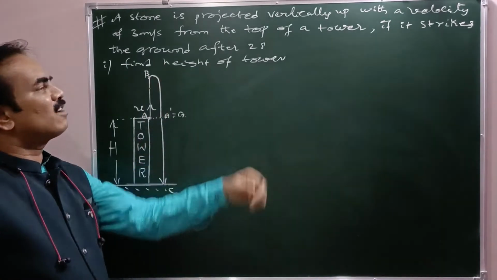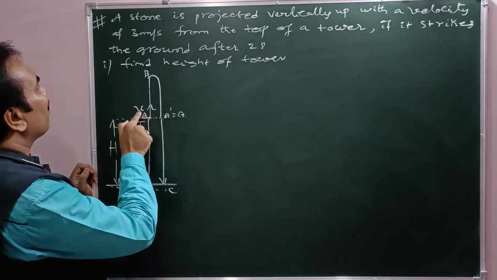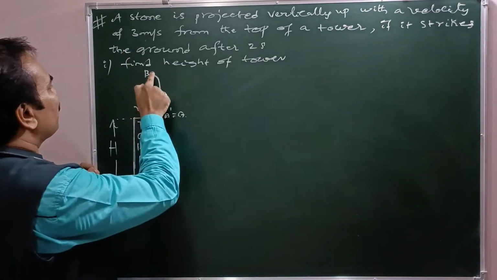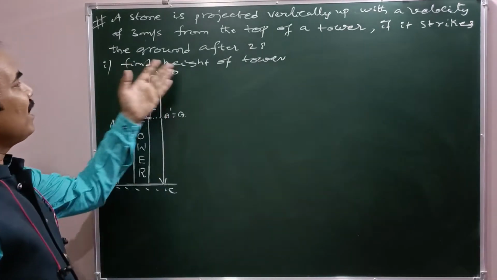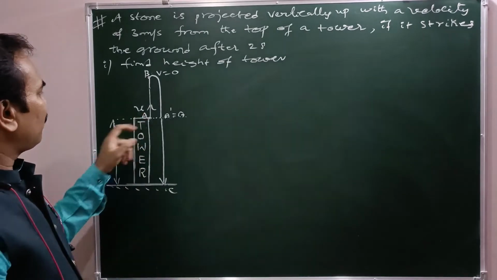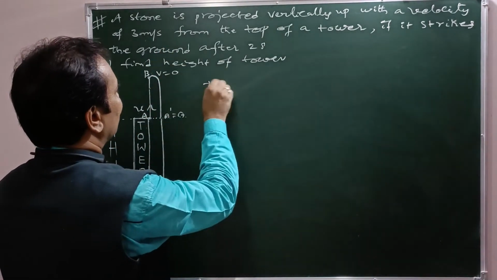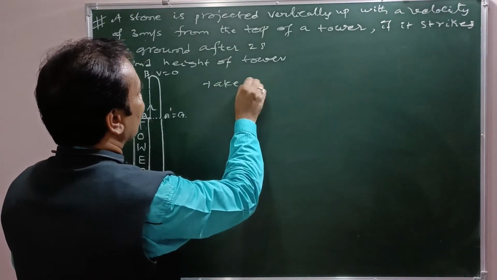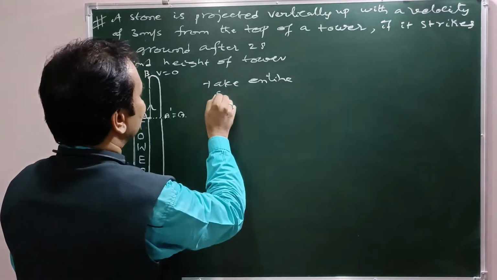Now here, find the height of the tower. See here, at the point of projection, what is the velocity? U equal to 3 meters per second. At point B, what is the velocity? V equal to 0. Find the height of the tower. How to find the height of the tower? See, take the entire motion, the entire path, the entire segment.